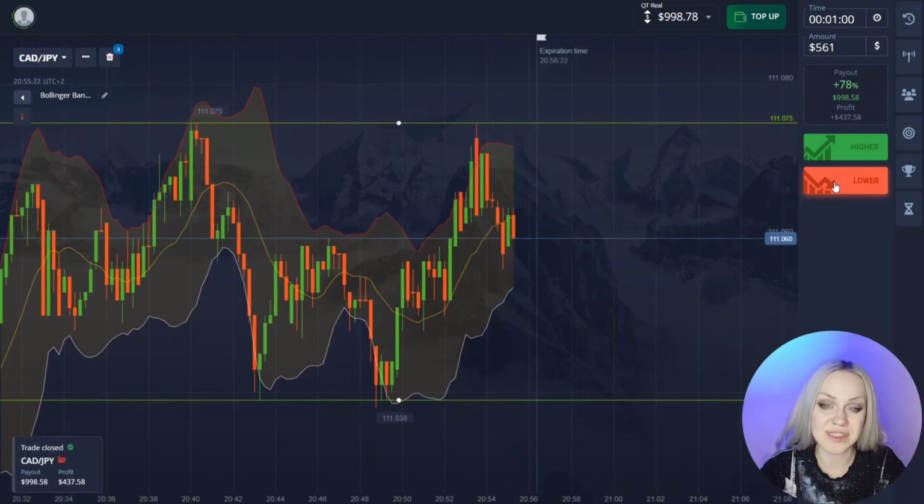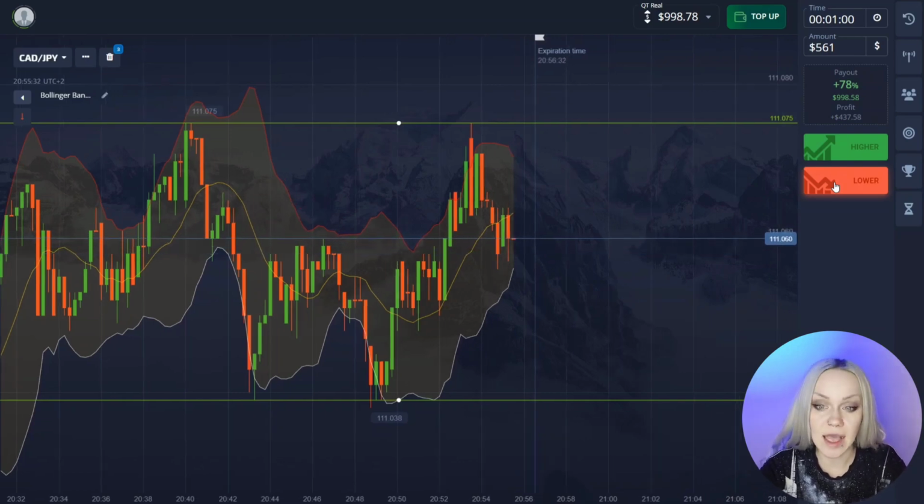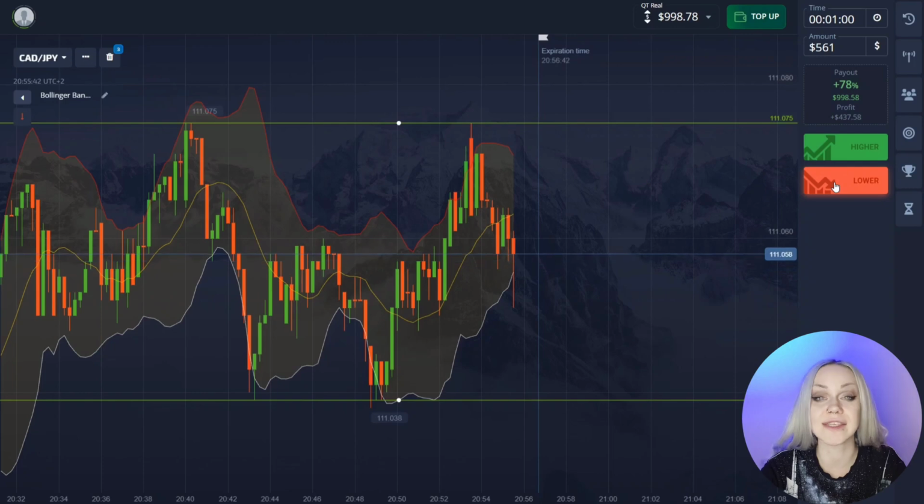As you can see, the entry point is not the most successful, but we got a chance to catch a small decline and close below the entry point. That's how we started working again. I already have almost $1,000 on my deposit and I suggest we continue and choose the next position.